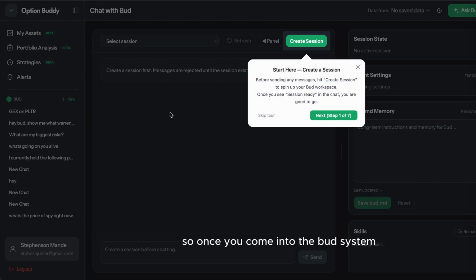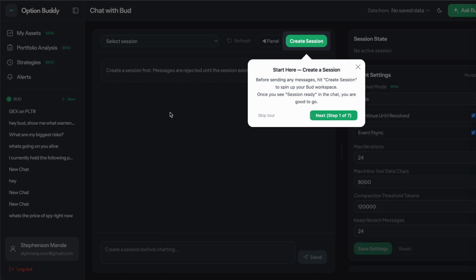Once you come into the Bud system, and this is the most important part, what you're going to notice is that we've built an intelligent system. This is basically the first quant AI researcher in the entire market. And I'm not even exaggerating when I say that this is the first AI quant researcher in the world, at least accessible to retail investors.